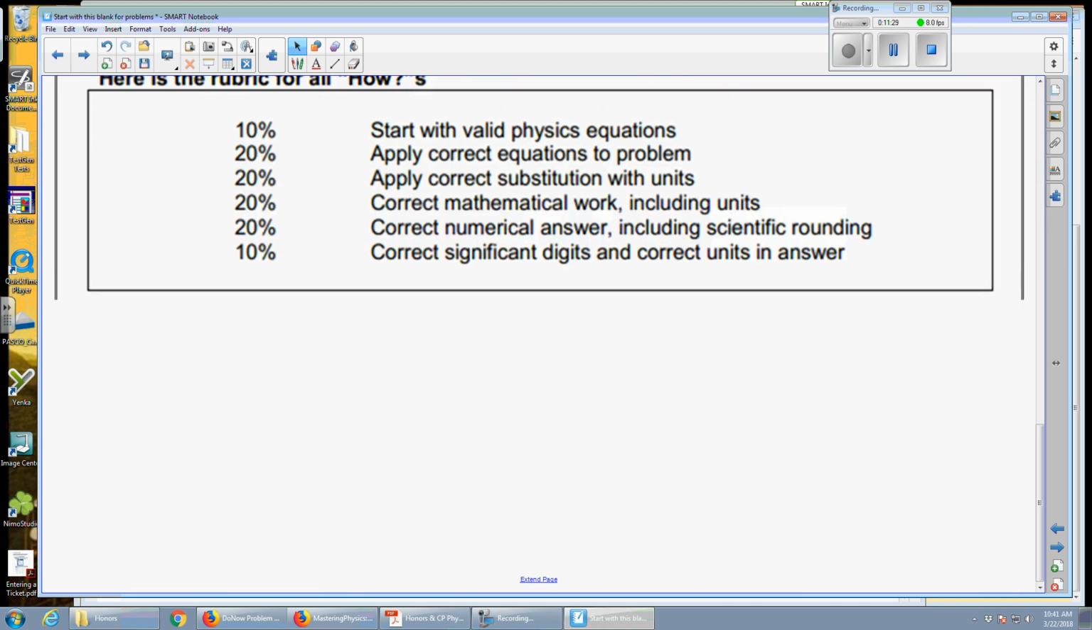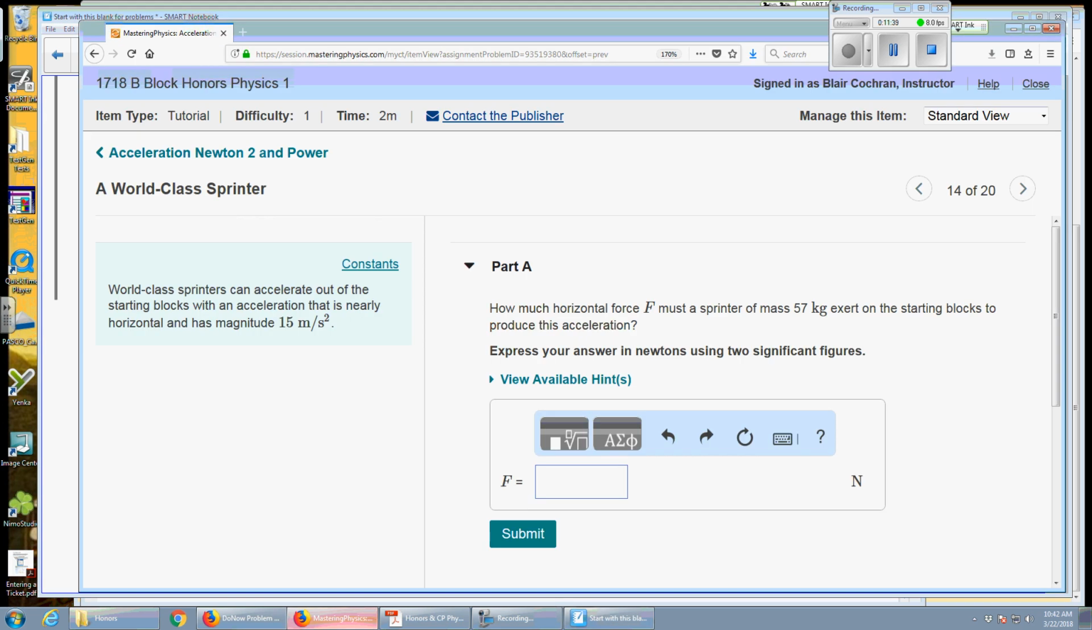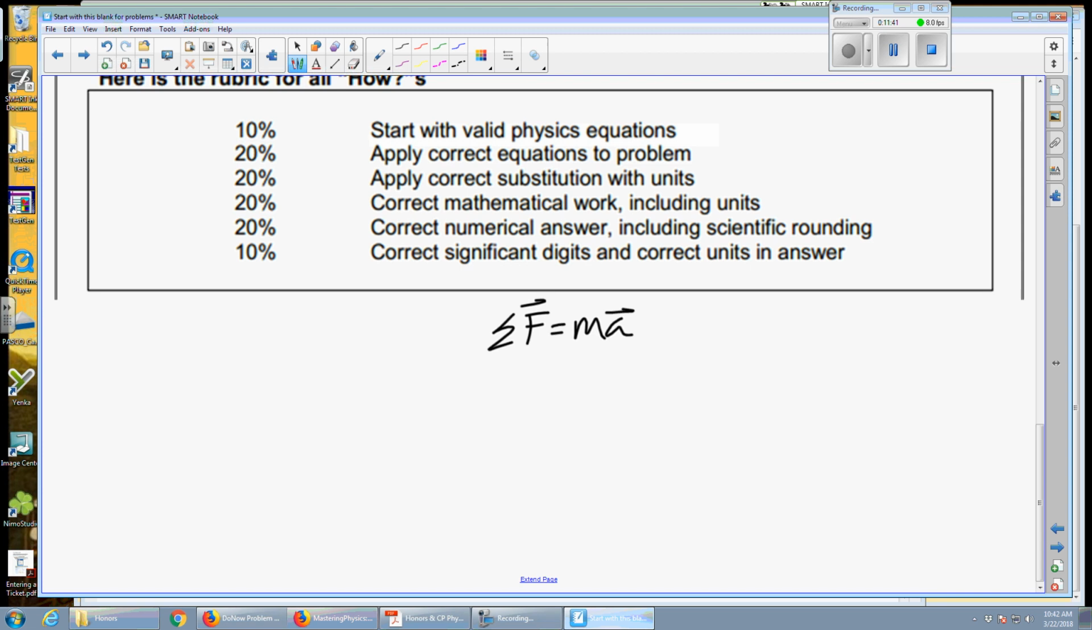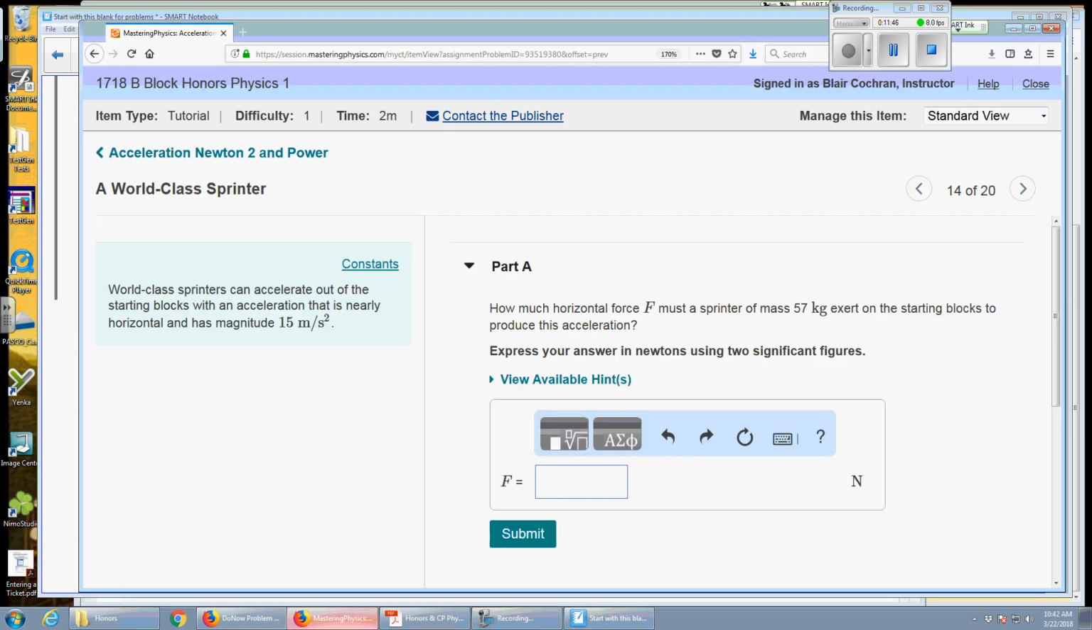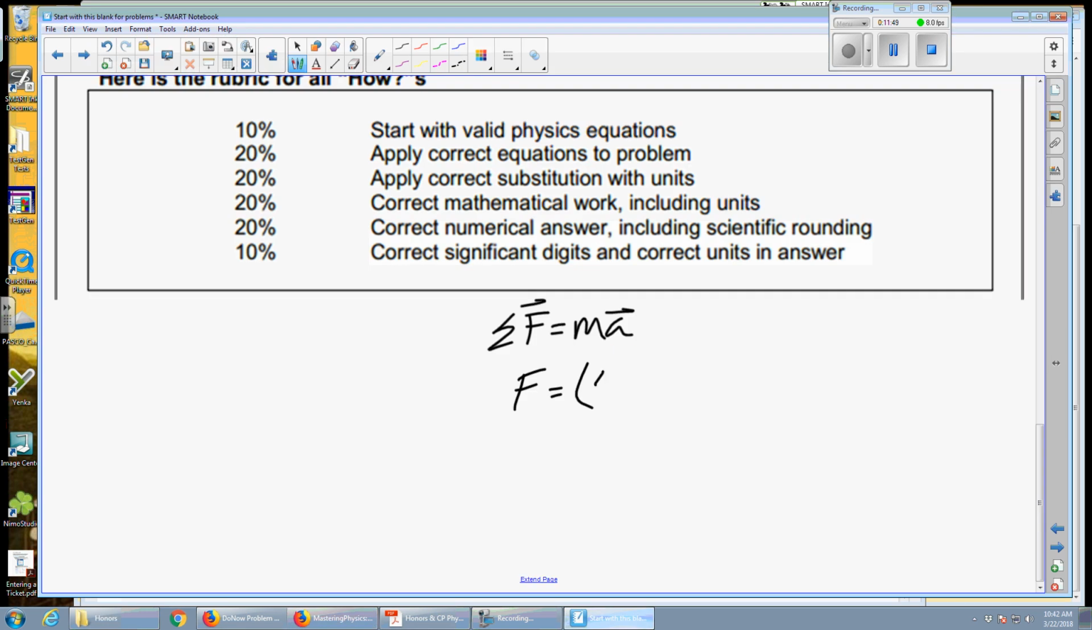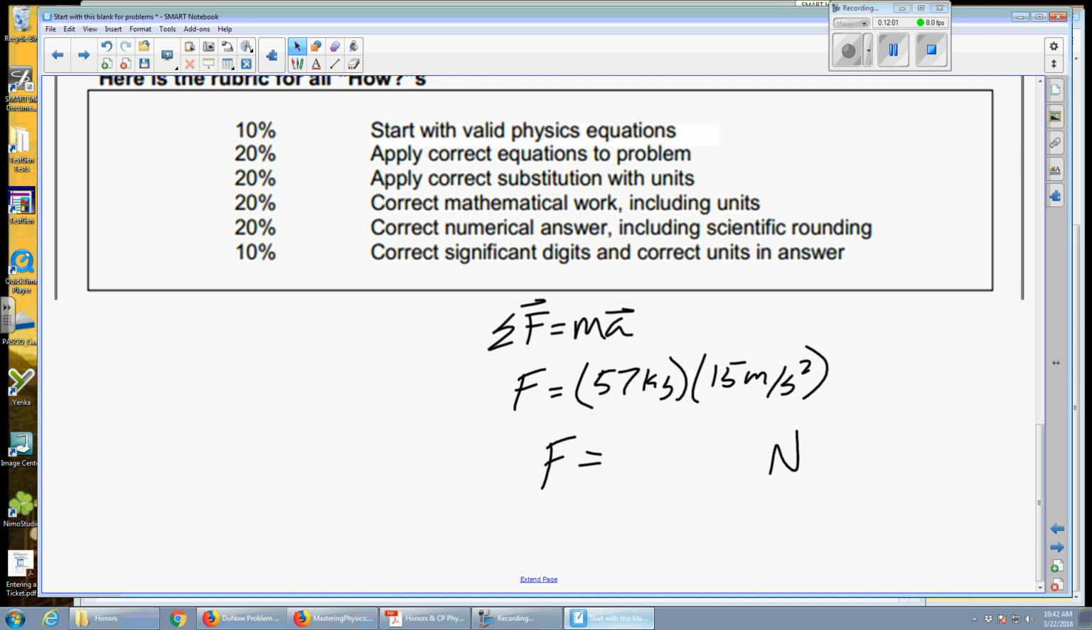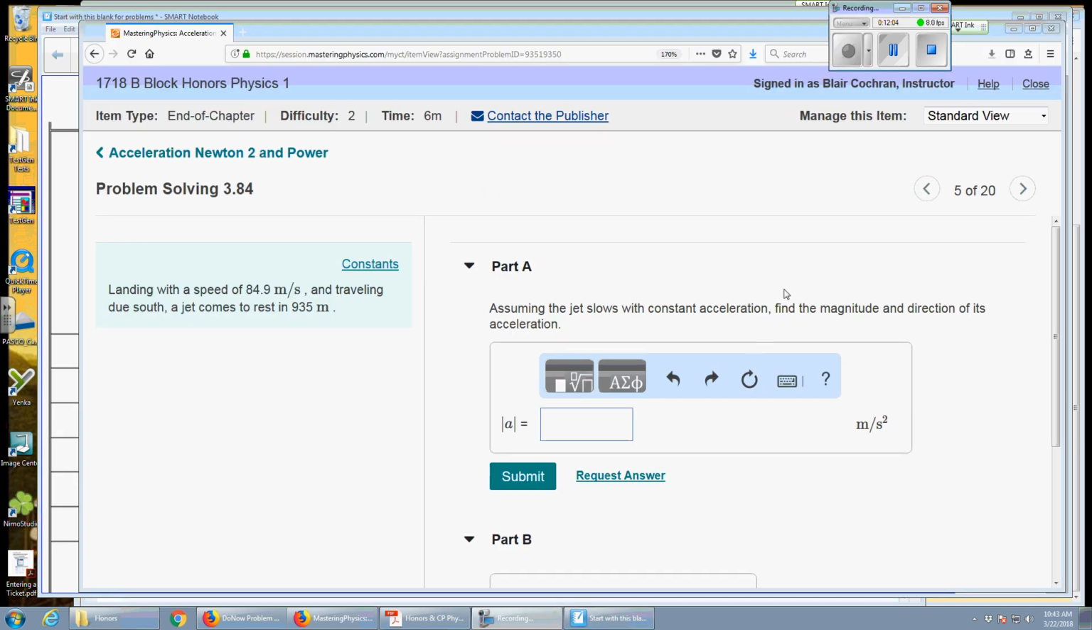So, just like the last one, we'll use Newton's second law. And they tell us the acceleration and the mass. And they ask us what the force is. The only force is F. They tell us the mass, 57 kilograms, and 15 meters per second squared. And I'm done. And that will be in newtons. That's all there is to it. So we're going on with number 5.